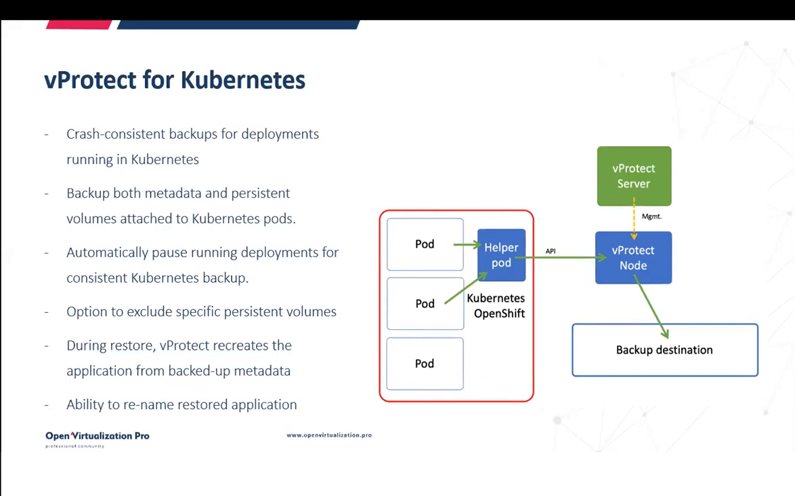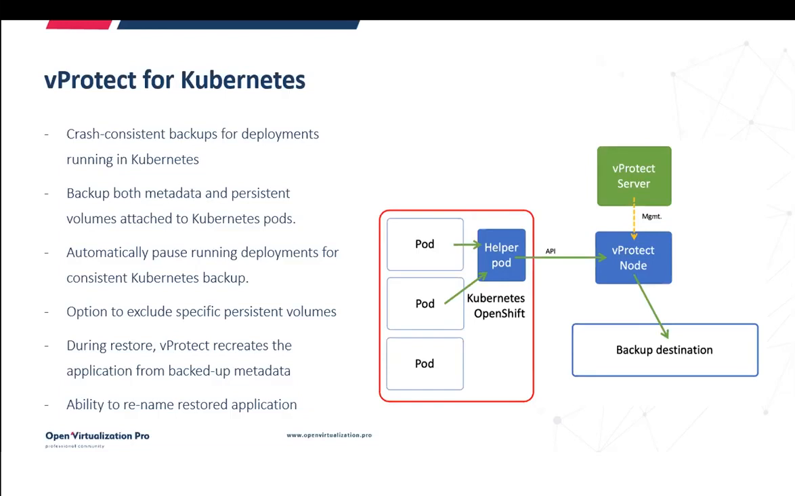If you'd like, you also have the ability with vProtect to exclude specific persistent volumes from being backed up. And from a restore perspective, vProtect recreates that application using the metadata that is returned from the backup destination. By default, the application will be restored with the same name as the original, along with a string of numbers as the suffix to identify that newly restored deployment. But you also have the ability to provide a new name for that restored deployment.